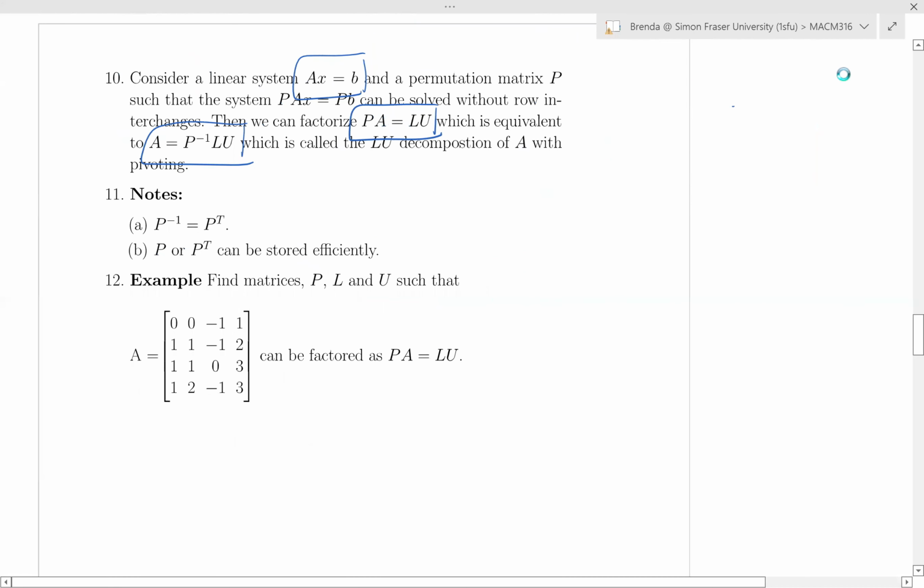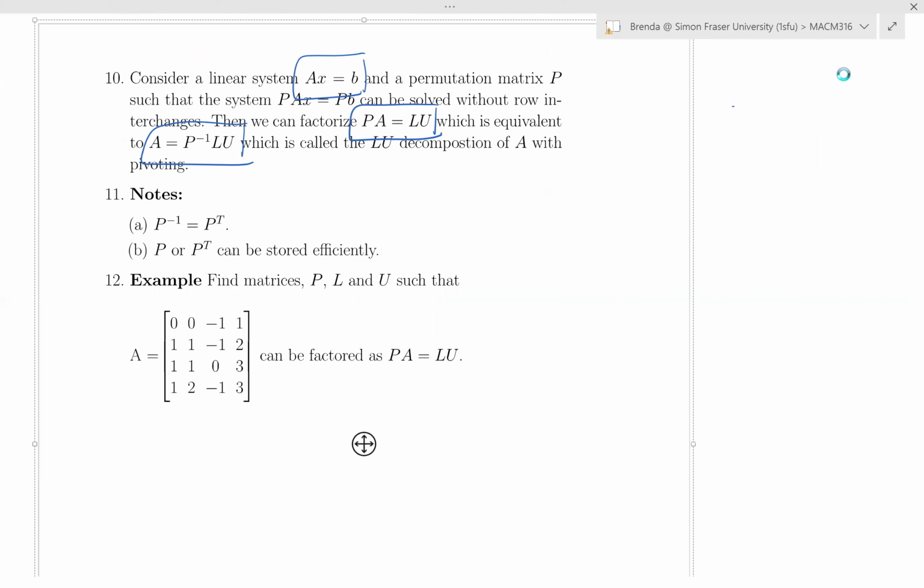We're now in a situation where we're going to try this procedure out. What we want is to find three matrices, the permutation matrix P, L and U, such that we can factor like this. And you can see immediately that you have to pivot. Even when doing partial pivoting, you still have to do a row exchange because you've got a zero in that position.